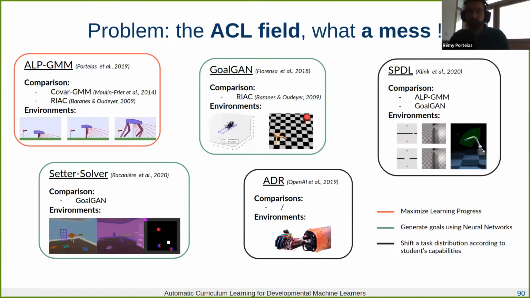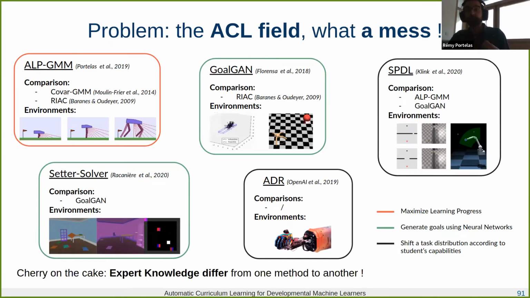This is problematic for researchers, but even if you're not interested in doing ACL research, but you're just looking for a teacher to plug in your learning pipeline, then it's also hard to understand which approach is best for you. Each paper considers only a subset of existing methods, and they test them on their environment while assuming different expert knowledge settings, which makes it very hard to compare approaches from paper to paper.